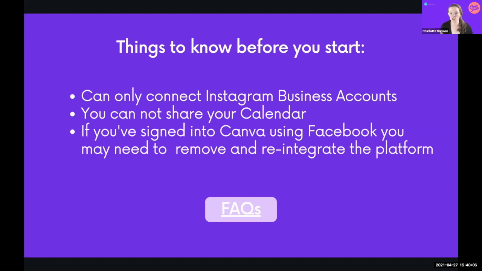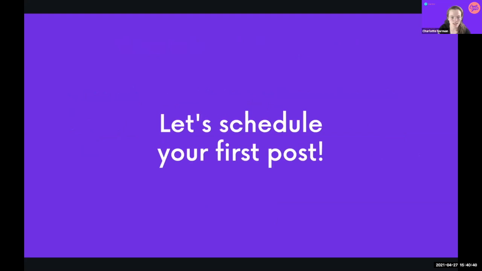You cannot currently share your calendar with other people, but this is something that we're actively working on so that you can share your content calendar with other folks. A few issues that some folks run into is if they've previously signed into Canva using Facebook, you may need to re-authenticate the login. The full FAQs are in the workbook, and I would encourage you to take a look at those, because that will help troubleshoot any issues you're having. But let's learn how to schedule your first post.